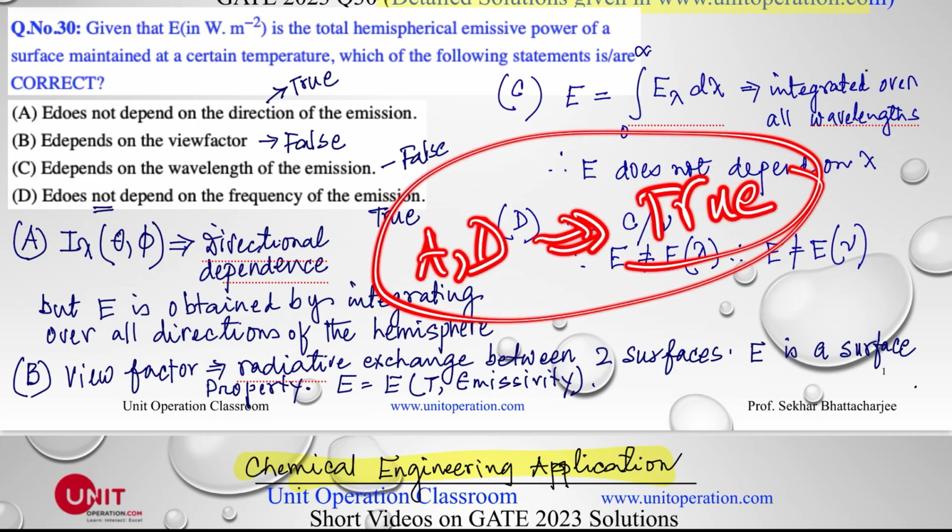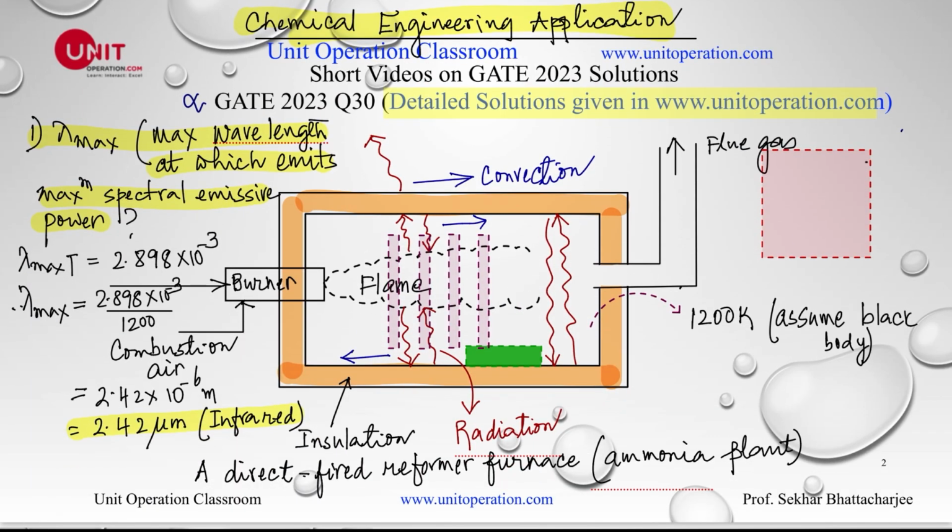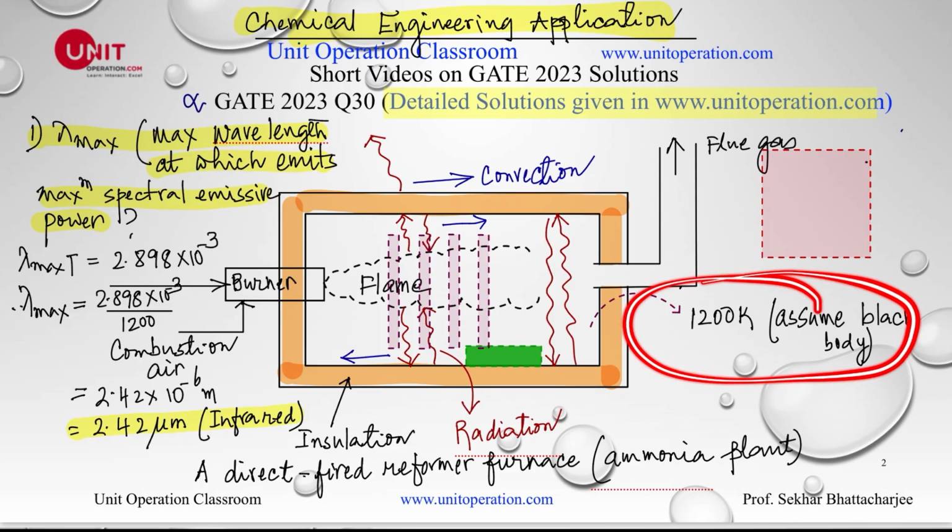Before we leave, let's quickly see a chemical engineering application of this problem. Let us say we have a direct fire reformer furnace in an ammonia plant, where the fuel comes in and the flue gas goes out. Let's assume this is around 1200 Kelvin, assuming black body, and there is a radiative exchange between the tubes and the walls.